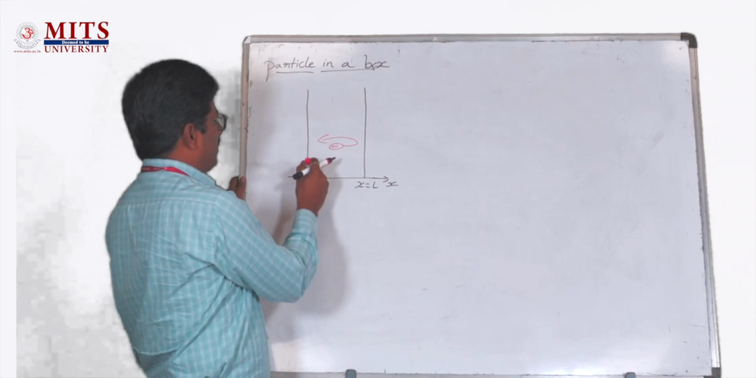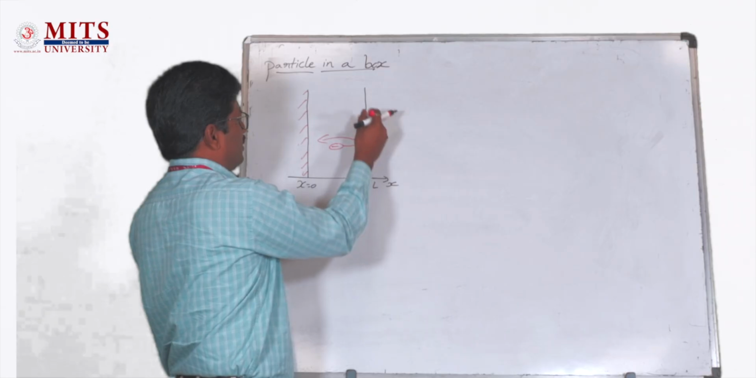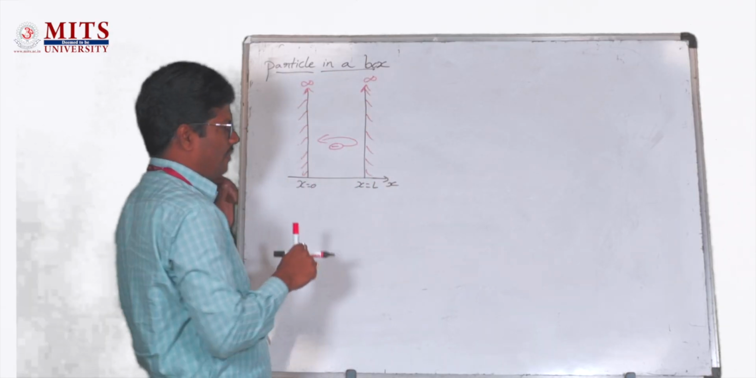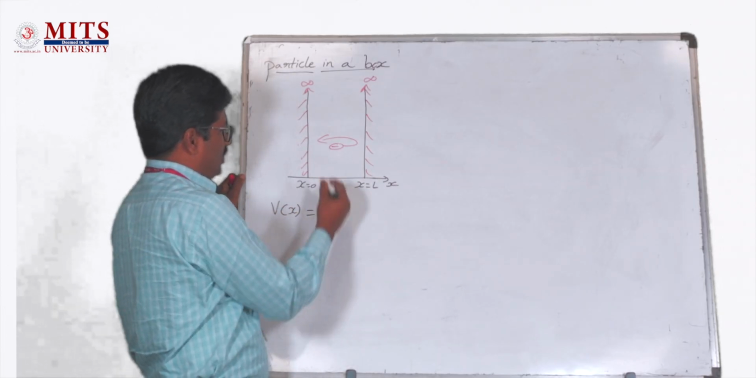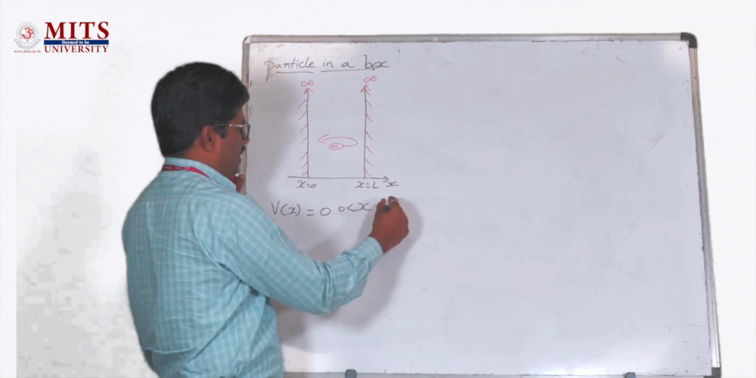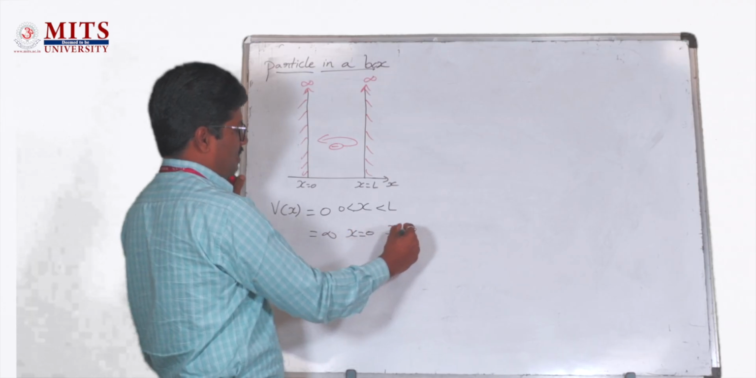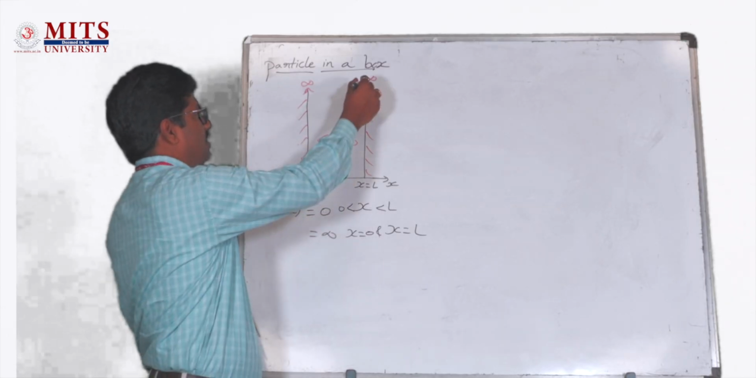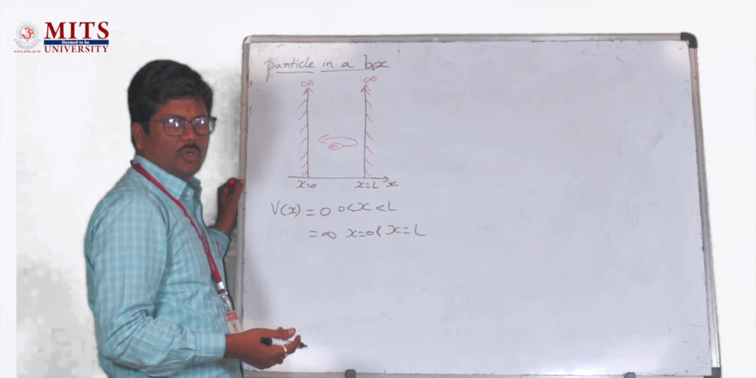This particle cannot escape from the box because the walls are infinitely high. So the potential here is infinity. If you take the boundary condition, the potential is 0 inside the box between 0 and L, and it is infinity when x is at 0 or x is at L. When it reaches the wall, it will have infinite potential, but inside it has zero potential.